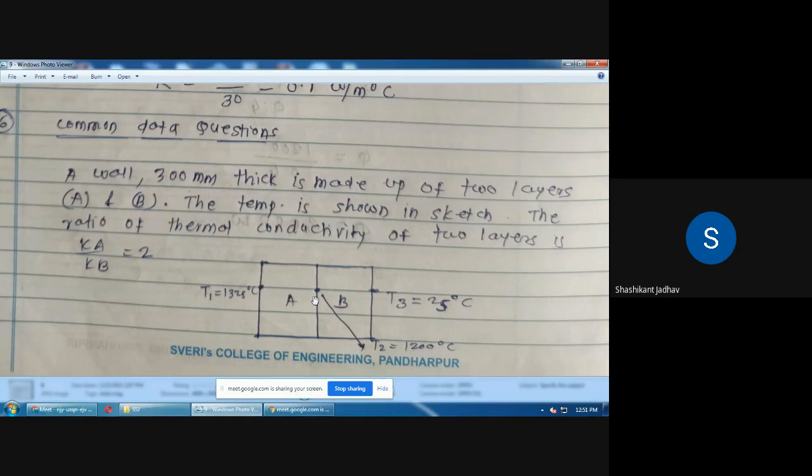But whatever the heat transfer takes place through that layer A, that same amount of heat transferred takes place through the section B or layer B. So we have to equate the equations for the layer A and B. So from that equation we get the value of LA by LB, that is nothing but 0.213.